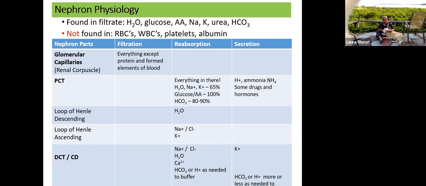Okay, if the pH is higher than what you want, then you want to decrease the pH. Thus, you want to increase the hydrogen ion concentration and get rid of bicarbonate into urine. So that's why it says down there, reabsorb bicarbonate or hydrogen ions as needed to buffer the blood, 7.35 to 7.45 normal pH, or we may secrete bicarbonate or hydrogen ions as needed to buffer the blood. So hydrogen and bicarbonate ions are going to be going in opposite directions.